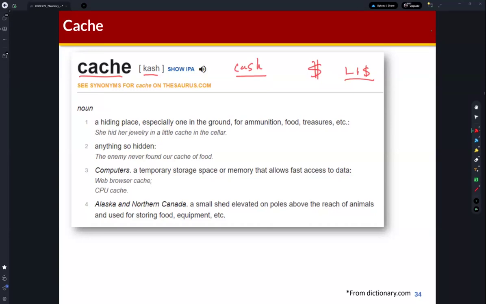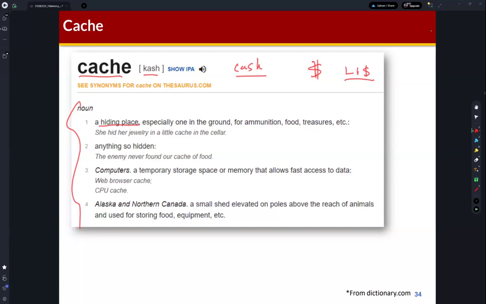If you search for the meaning of a cache, you can find many definitions. In the real world, cache represents a hiding place, like a place to hide emergency money. So it's a hiding place for money, right? Usually, this is the normal definition of cash.